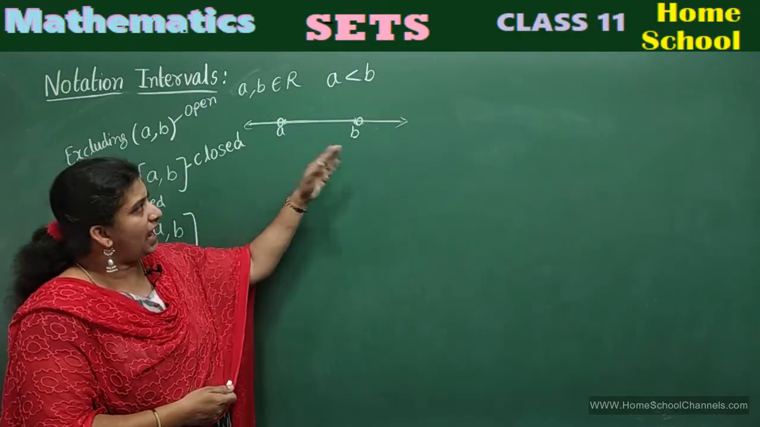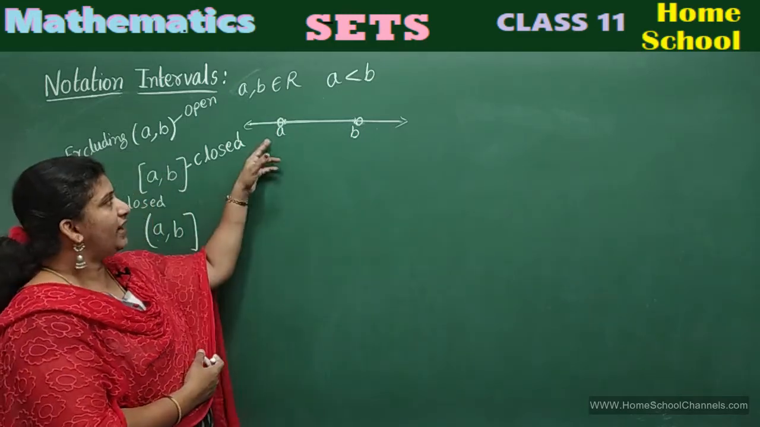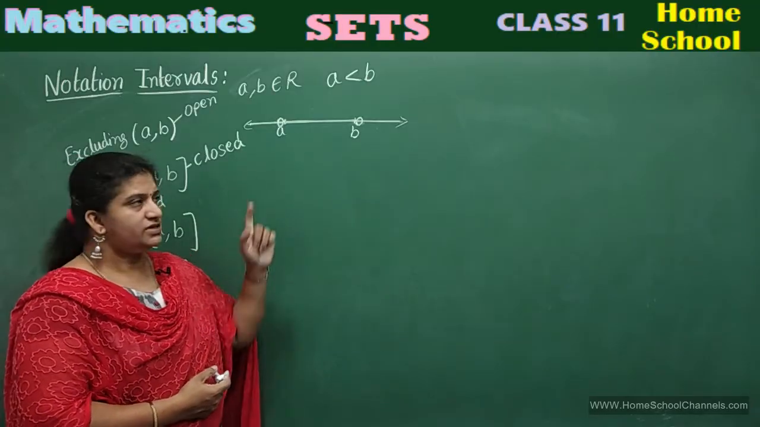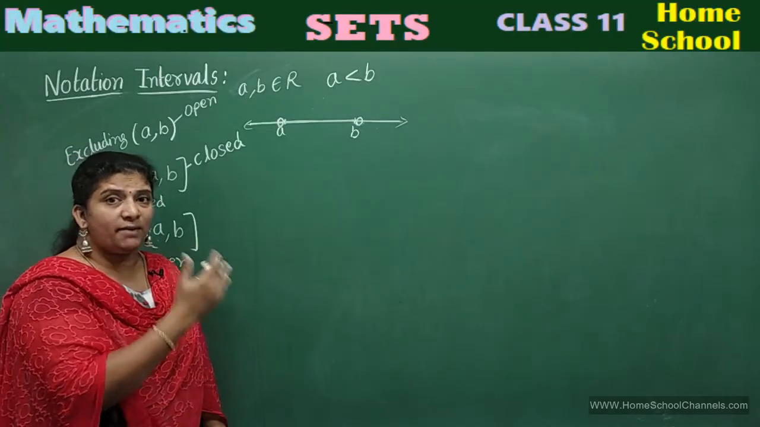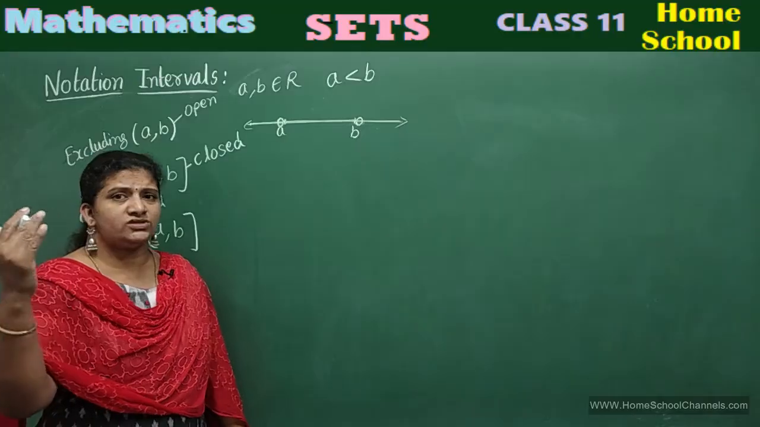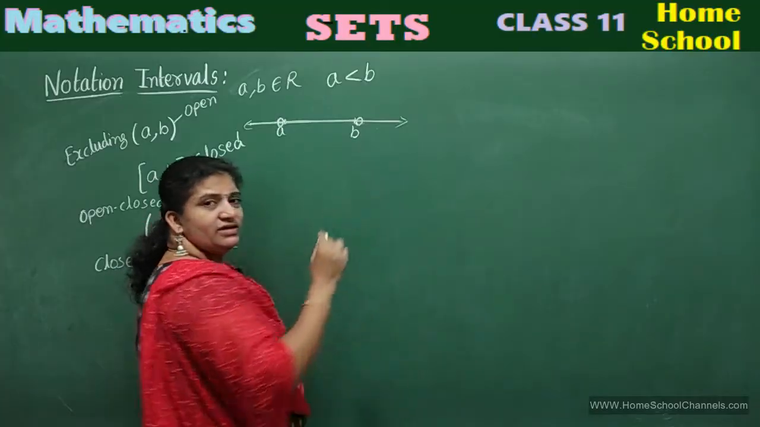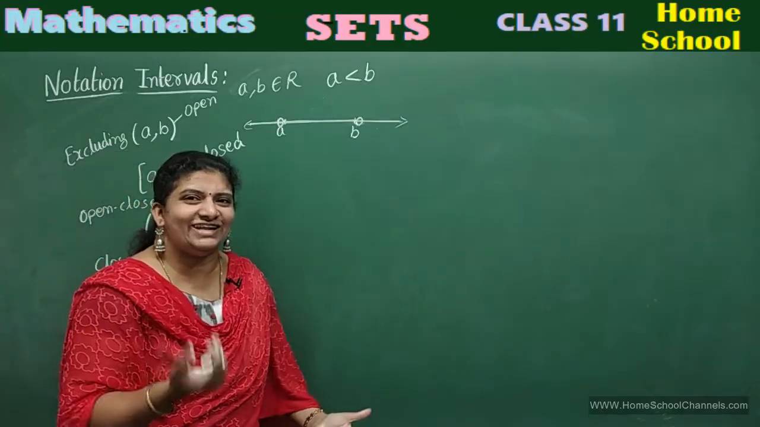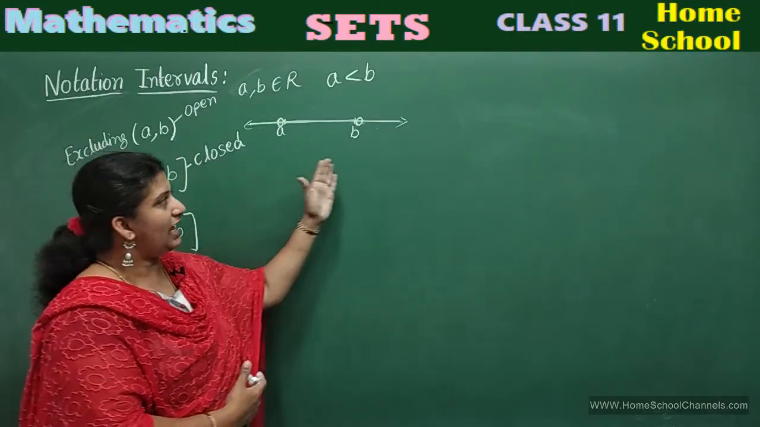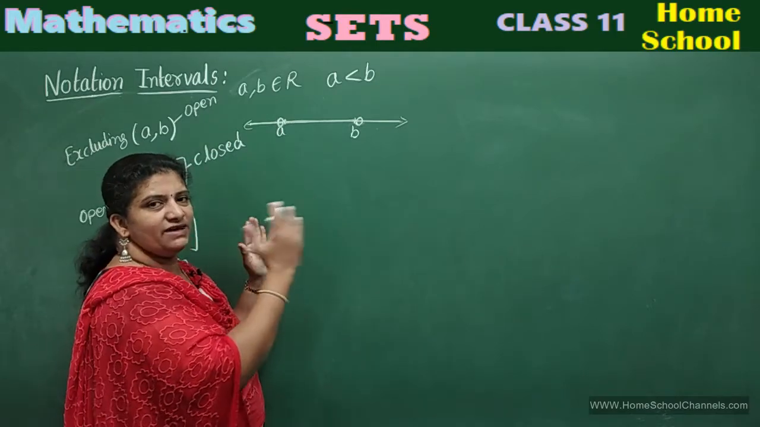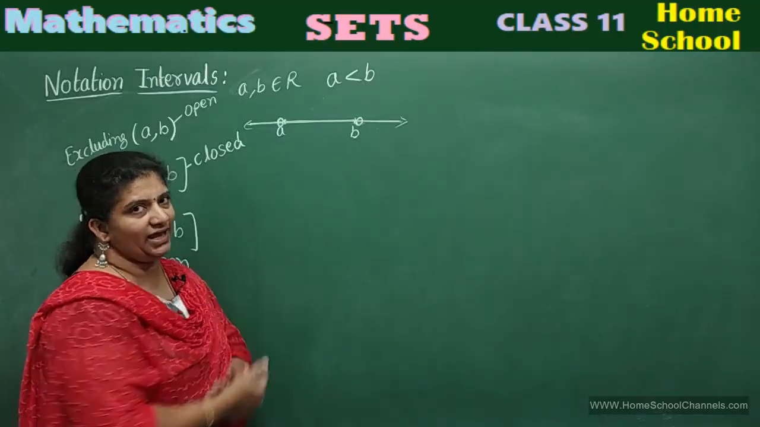Other than A and B. The next number after A and the number before B you need to take. Suppose if I talk about real numbers, suppose A value was 5. So other than 5, what happens? 5.00000001, and so on. If I take here 7, 6.99999, where it ends we don't know. But what you need to understand, other than 5 and other than 7, 5 and 7 are excluded. Coming to letters, A and B are excluded.